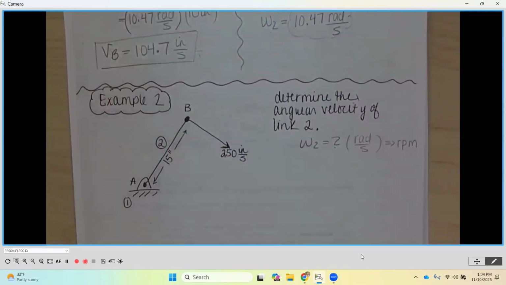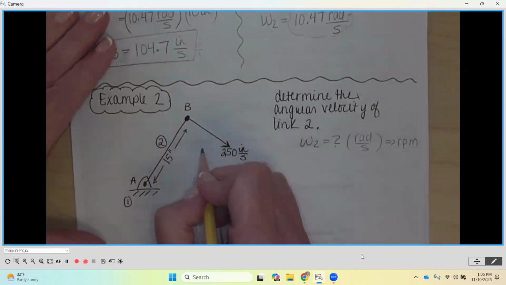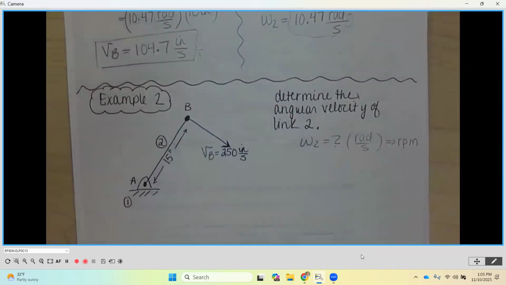As we look, you'll notice that there is a vector coming off of point B, and it is identified as 250 inches per second. What variable would we call that? Somebody has said velocity. Yes, you are correct. It is velocity, but velocity of what? Straight line velocity of what? Point B, exactly. So I'm going to put a VB right in front of that. VB is equal to. So that's our straight line velocity component.